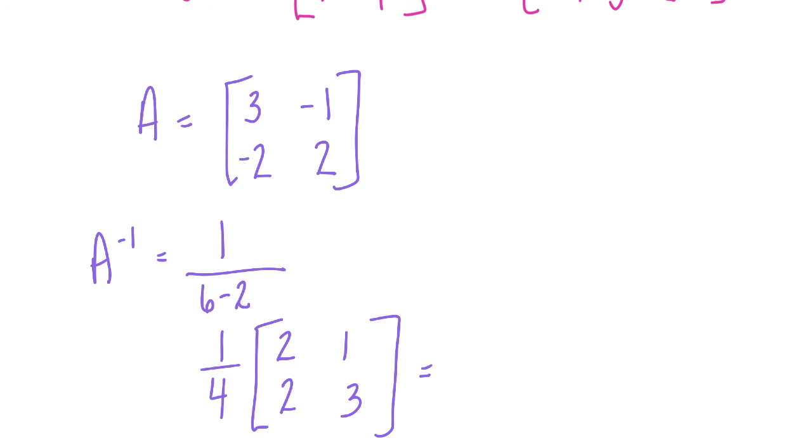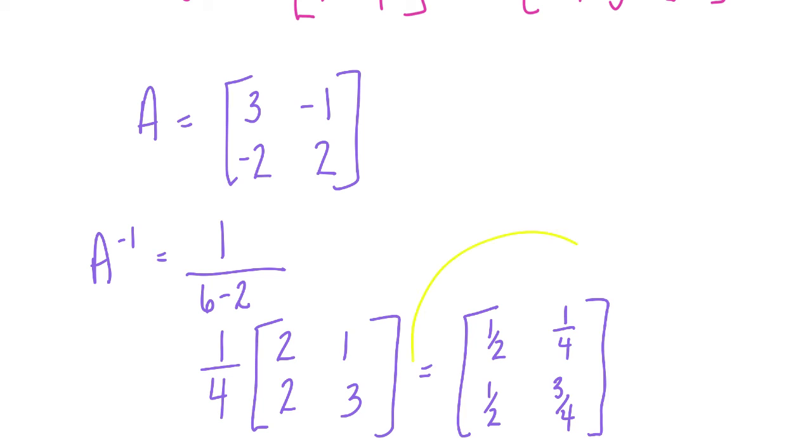So 1/4 of 2 is 1/2. 1/4 times 1 is 1/4. 1/4 of 2 is 1/2. 1/4 of 3 is 3/4. So this right here that I'm circling in yellow is the answer to the inverse of A.